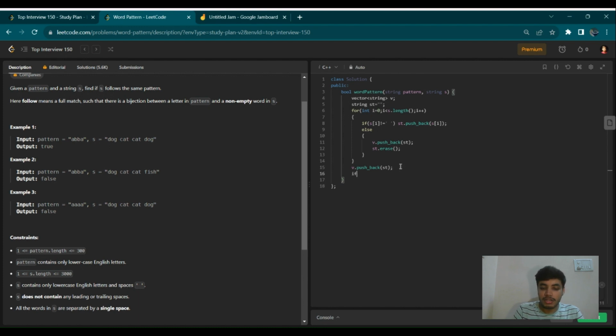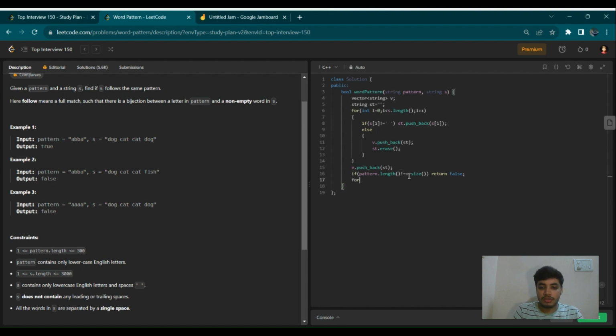Now first, we can check if our pattern length is not equal to our vector length, that means v.size(). If it is not equal, we can simply return false. So we have handled the first condition.